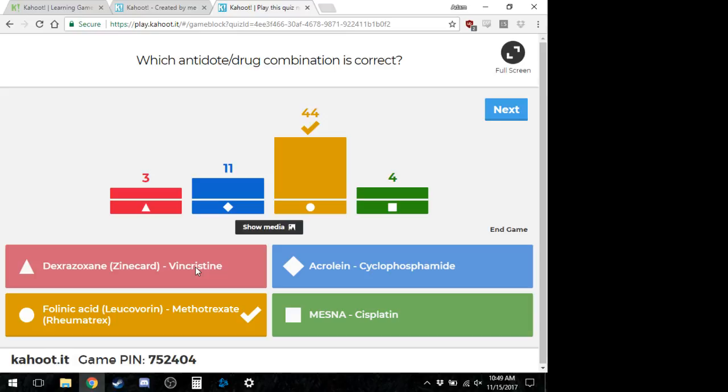Is there an antidote for vincristine? No, there's nothing really to go with that one. So again, your vinca alkaloids don't really have any antidotes. How about acrolein and cyclophosphamide? Does this make sense? What is acrolein?